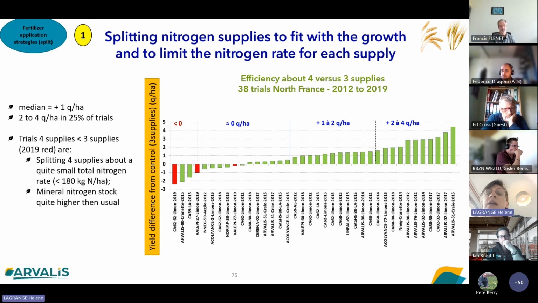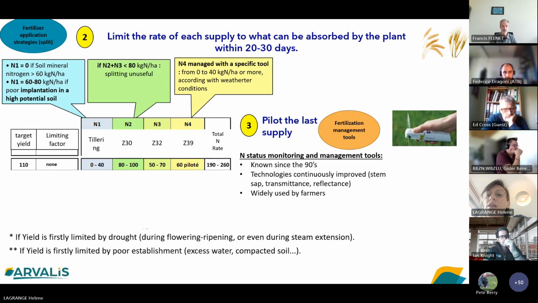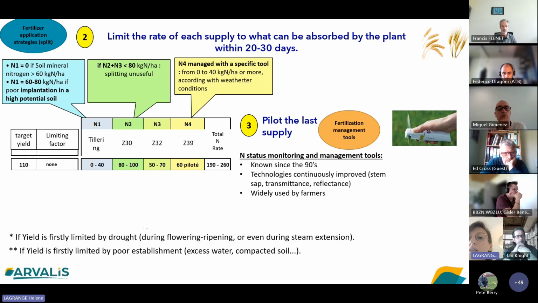So this is regarding timing, the right timing of application. And so we have some advice regarding that. And then the last application, we can also manage this one with fertilization management tools. So you have here a picture of one of them. This is an N tester. The idea is to ask the plant, do you need more nitrogen or not? And we can also do that with satellite images, for example. This is another way to improve nitrogen efficiency and to be as close as possible to crop needs.